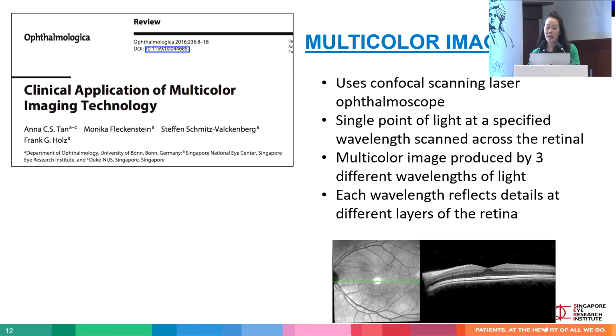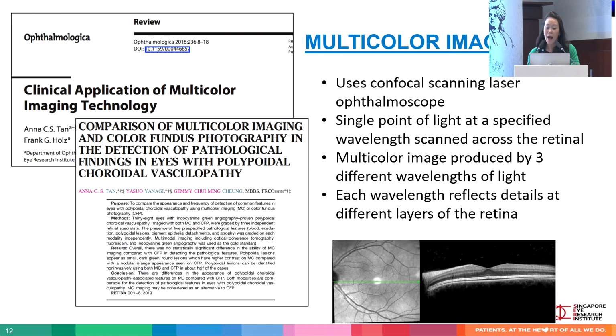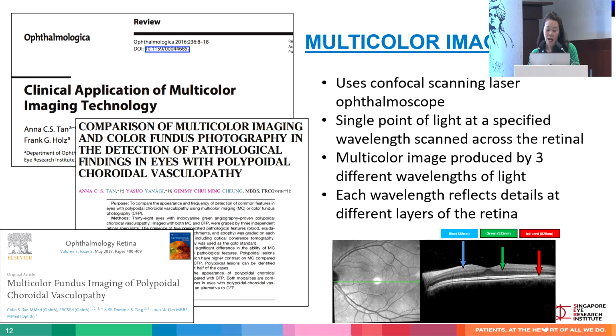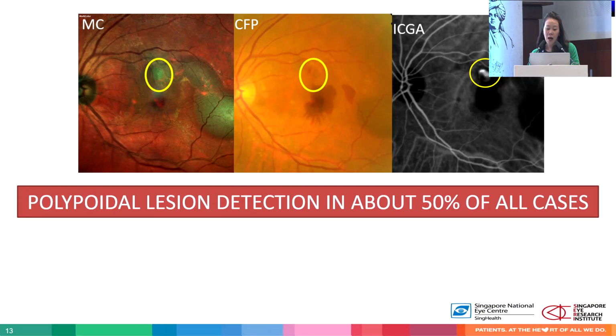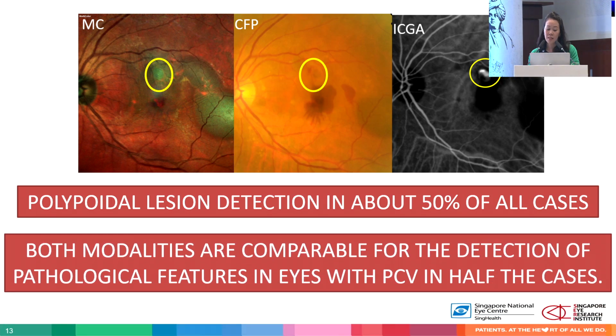So what is multicolor imaging? Multicolor imaging is using a confocal scanning laser ophthalmoscope and three different wavelengths of light superimposed on each other to form a multicolor image. And we also looked at how we can diagnose PCV based on multicolor imaging and color fundus photography. And you can see that in our case, the polypoidal lesion is detected in about 50% of all cases, and both modalities, both color fundus photo and multicolor, are comparable for the detection of pathological features of PCV.